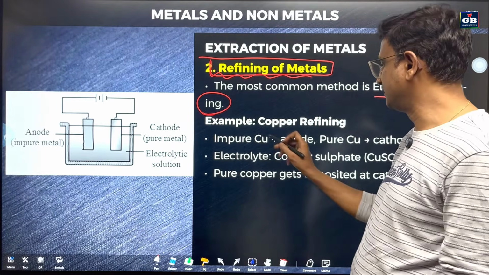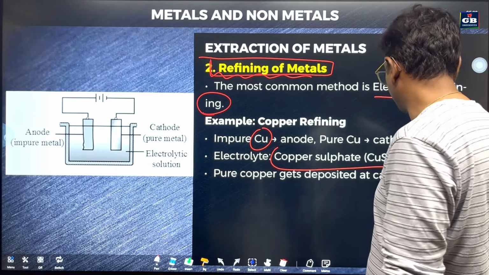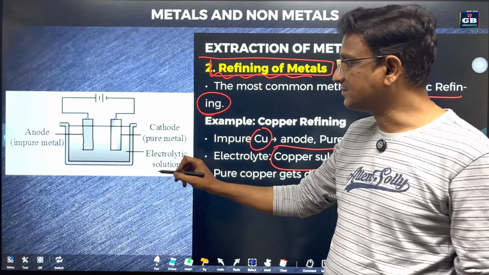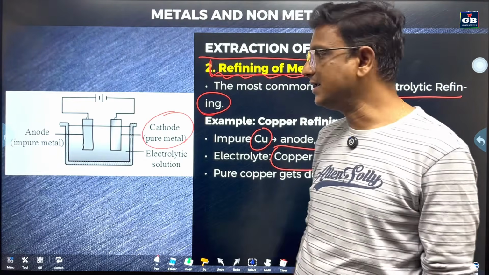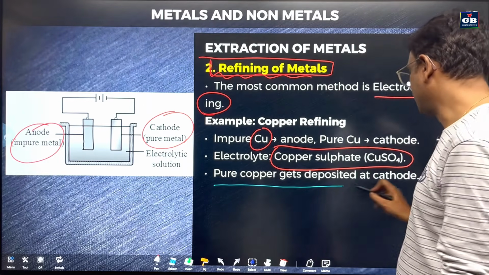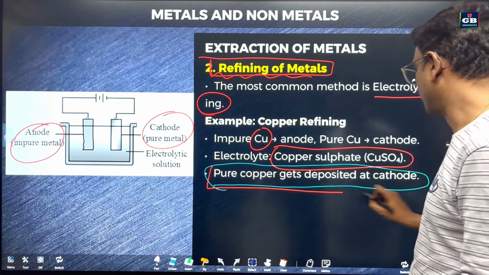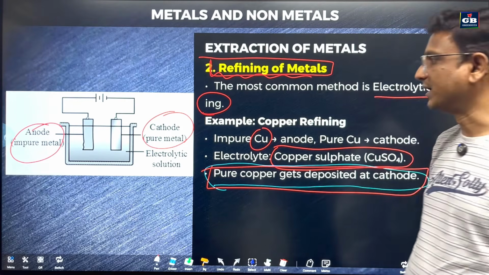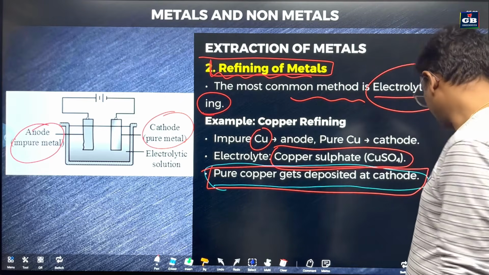For example, here we have taken copper, and we took the electrolyte as copper sulfate solution. When electricity is passed, the pure copper is deposited at the cathode and the impure metal is deposited at the anode. So the pure copper gets deposited at the cathode in this refinement of metals. The most common method of refinement is electrolytic refining.